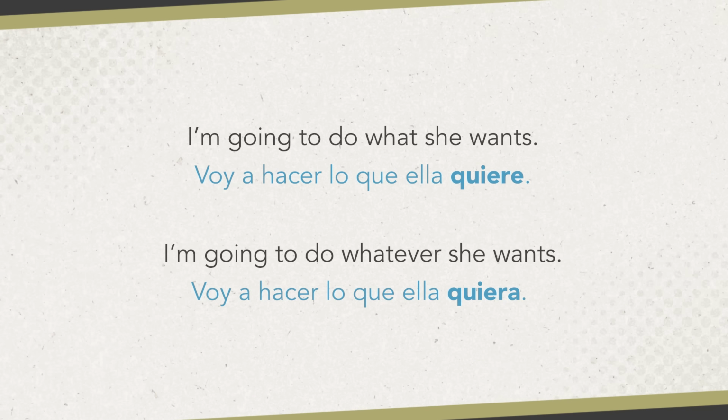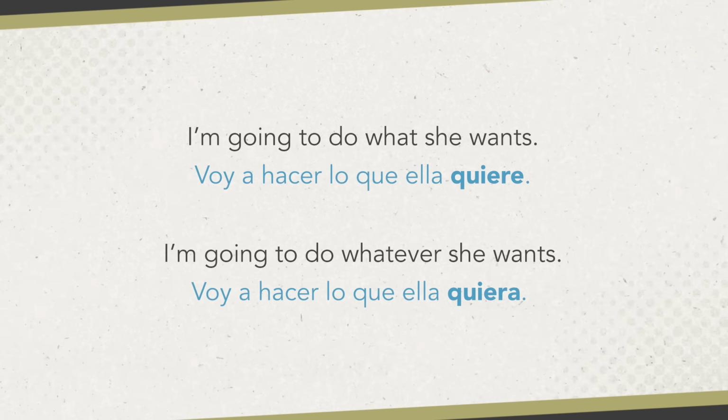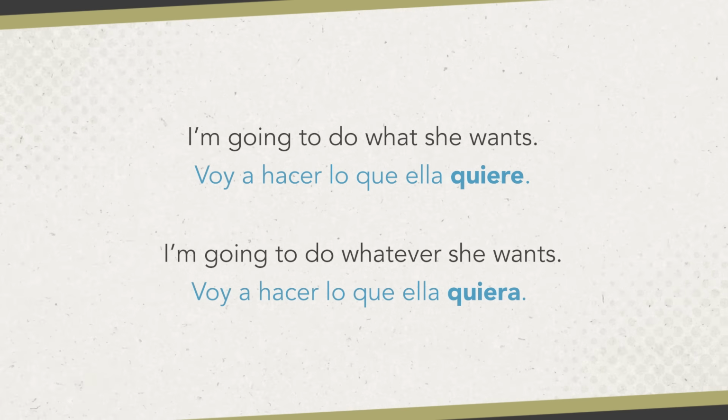So by using the subjunctive here, we're making the sentence much more open-ended by saying we'll do anything she wants or whatever she wants, as opposed to just a specific thing like in the first example. So we only changed one thing. We changed quiere to quiera, but it totally changed the meaning of the sentence. Let's do this again with another example.